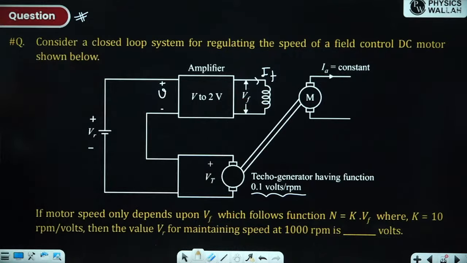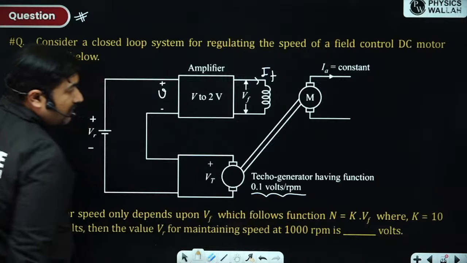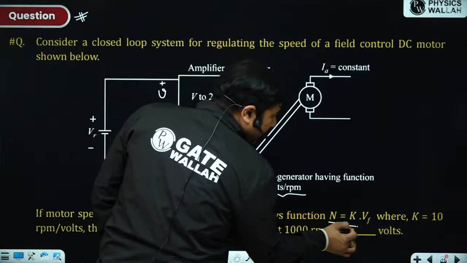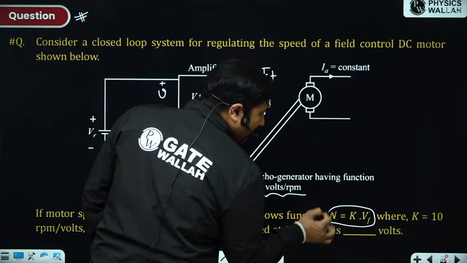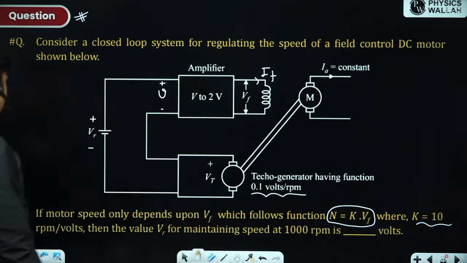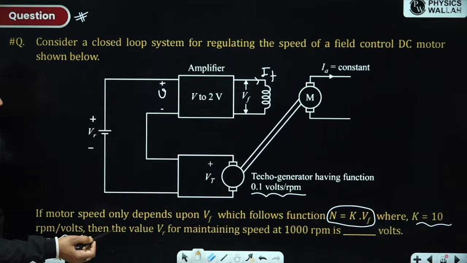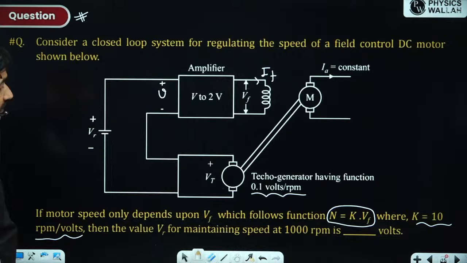The motor speed only depends upon Vf, which follows a function: speed n is equal to K times Vf, where K is also given to you as 10 RPM per volt. It means for every 1 volt of Vf, the motor speed changes by 10 RPM. So speed n is equal to K Vf. Then the value of VR for maintaining the speed at 1000 rpm is?